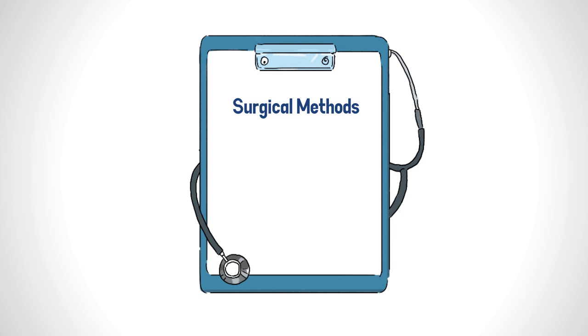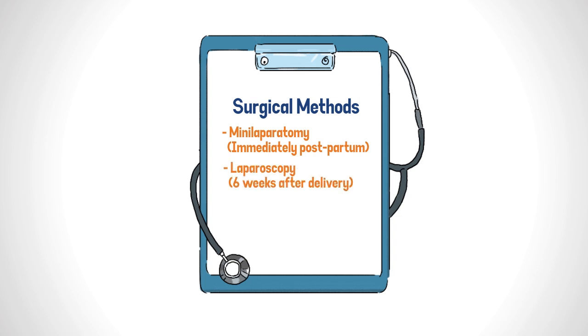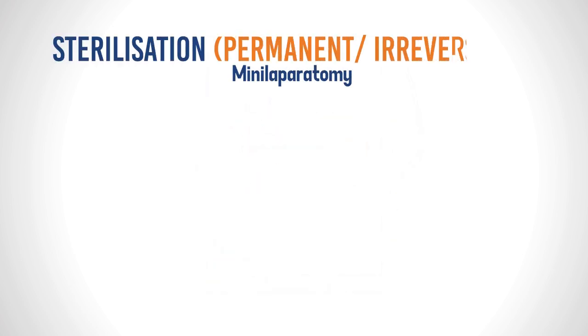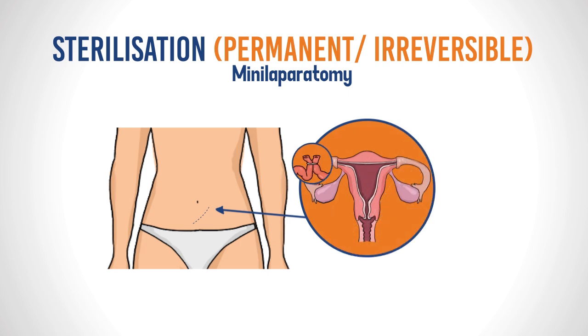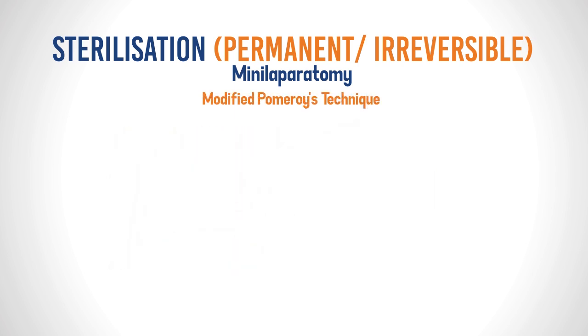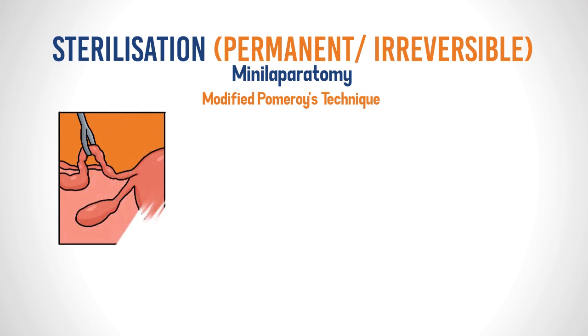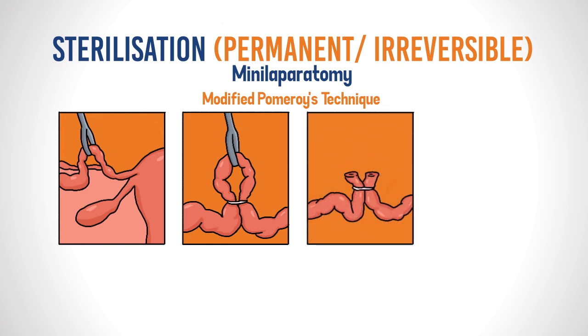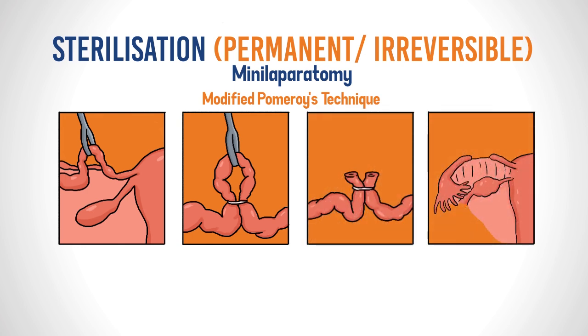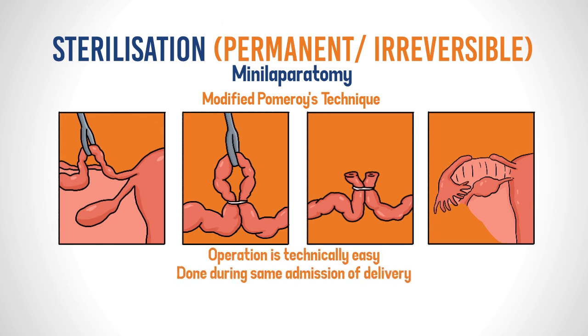Sterilization can be performed using the following methods: mini-laparotomy, immediately postpartum, or laparoscopy, 6 or more weeks after delivery. During mini-laparotomy, a small incision is made below the umbilicus and bilateral fallopian tubes are identified, then resected and ligated. The modified Pomeroy technique involves resecting a segment of fallopian tube by making a loop and ligating the base with delayed absorbable suture. The cut ends eventually get sealed off and separated after a few weeks. The operation is technically easy and done during the same admission for vaginal delivery.